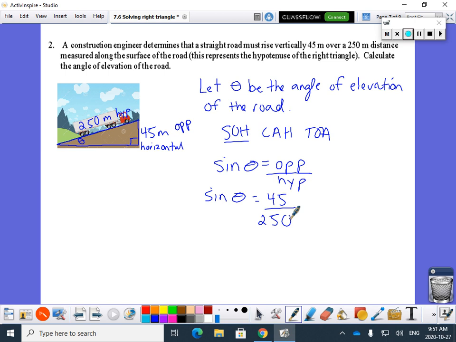In order to get the angle, what operation do we always have to do? Inverse. So remember how to write it properly. You have to do sine to the -1 of 45 over 250. Again, you could have put this into a decimal. I think it's 0.18 something. And then theta equals, you would get 10.4 degrees if you punch that into your calculator.